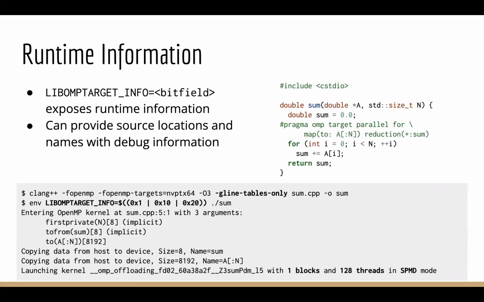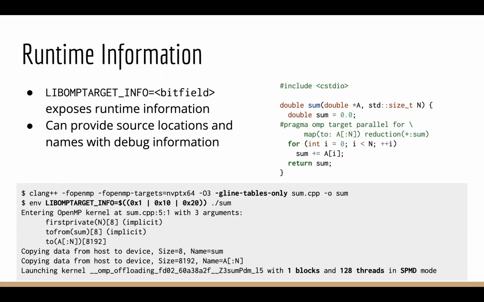So another thing we support is getting actual information from the runtime itself. When your application is executing, you might want to see certain things that only libomptarget knows, such as which things are being mapped to and from the device, which kernels are being executed, how many threads or blocks are being used. And we support this with the LIBOMPTARGET_INFO environment variable, which takes a bit field, which lets you individually enable different pieces of information that you might want to see.